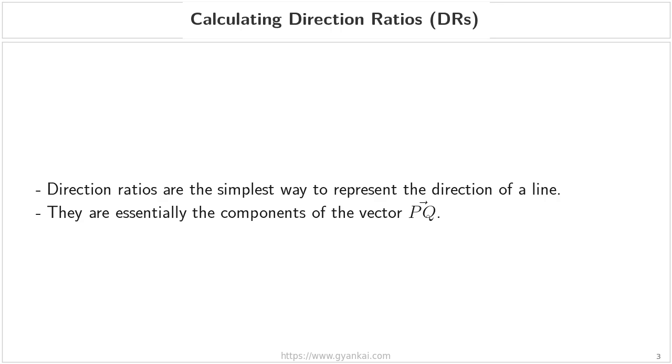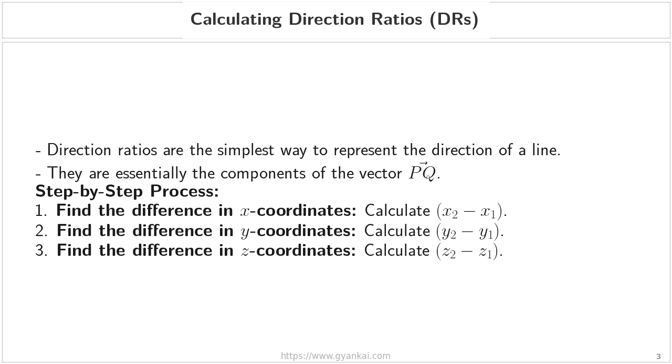Calculating direction ratios. Direction ratios are essentially the simplest way to represent the direction of a line. If you think back to our previous discussion on vectors, you'll realize that these ratios are actually just the components of the vector PQ. In other words, they tell us how much the line moves in each dimension. To find these, we follow a very straightforward step-by-step process.